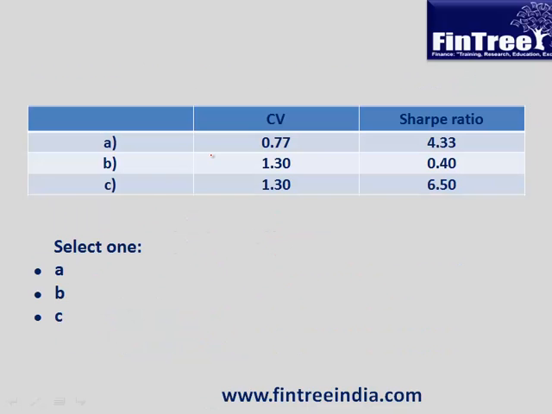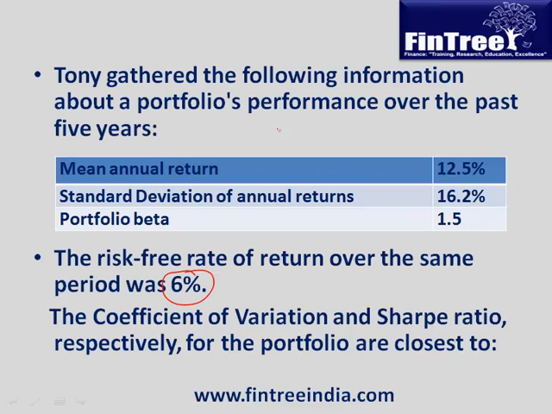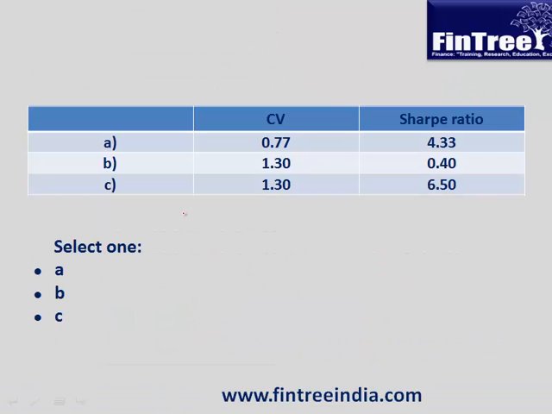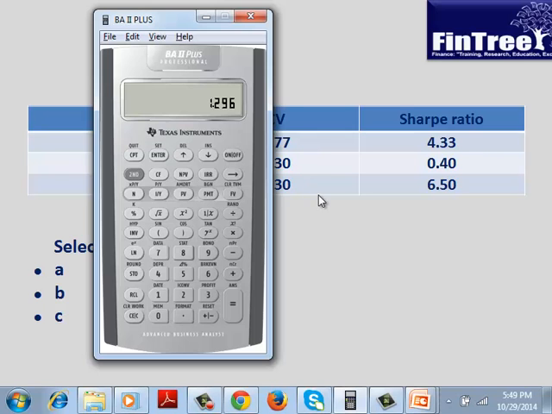Coefficient of variation would be standard deviation divided by mean return. So 16.2 divided by 12.5, coefficient of variation would be 1.296. 1.296, that means we have to choose between B and C.